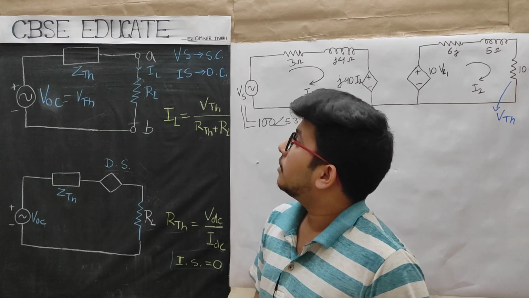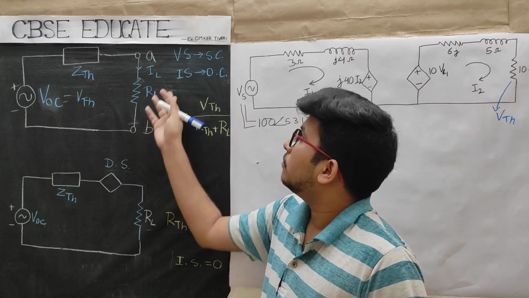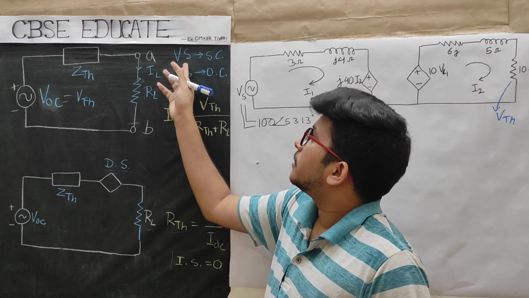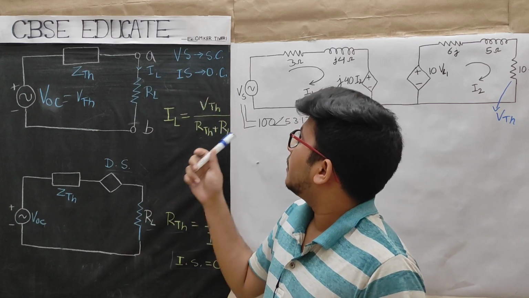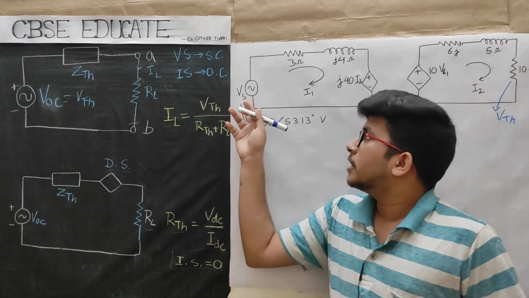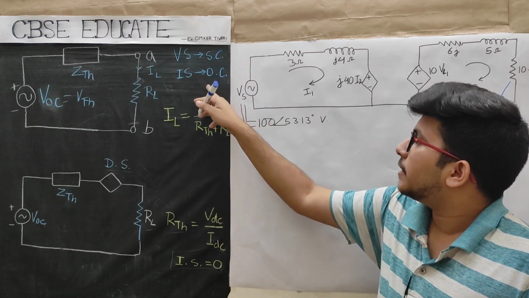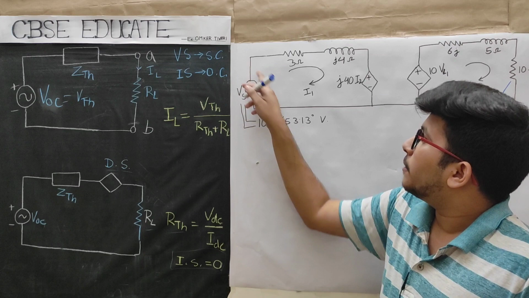And what we have to do in the Thevenin theorem is short circuit the voltage source and open circuit the current source. If we have any voltage source in the question, then we will short circuit it, and if we have any current source, then we will open circuit that.